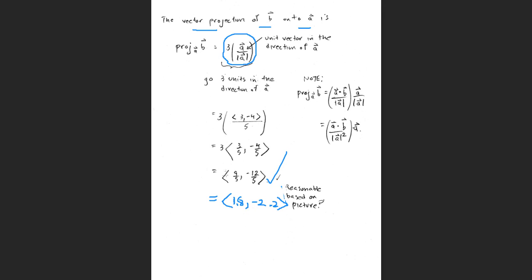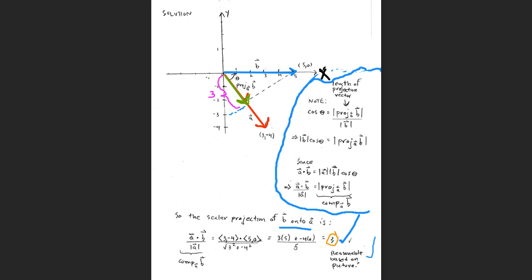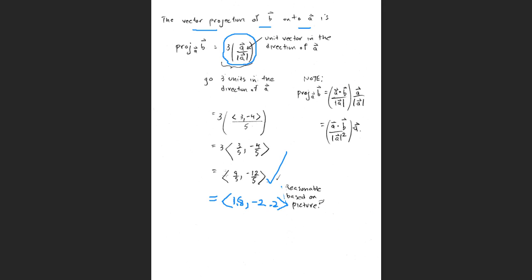Let me just go back here. I'll let you copy this, but if you go back here and focus on this point here, that point looks to have coordinates about 1.8 and negative 2.2, the tip of the projection vector. That's pretty good. That's why I like to use rulers when I draw pictures, because it helps me. Why not?